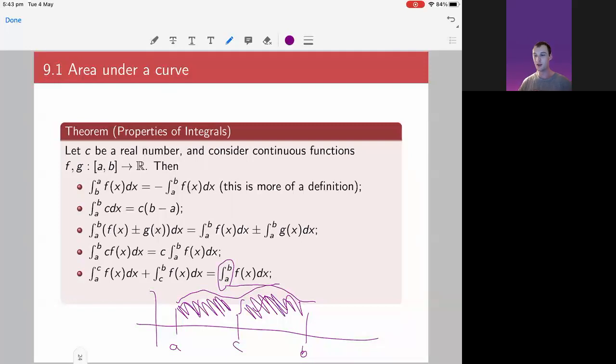Now, I've actually got maybe a tricky question for you. This is true if c lies between a and b. Is it also true if c lies outside of that interval?